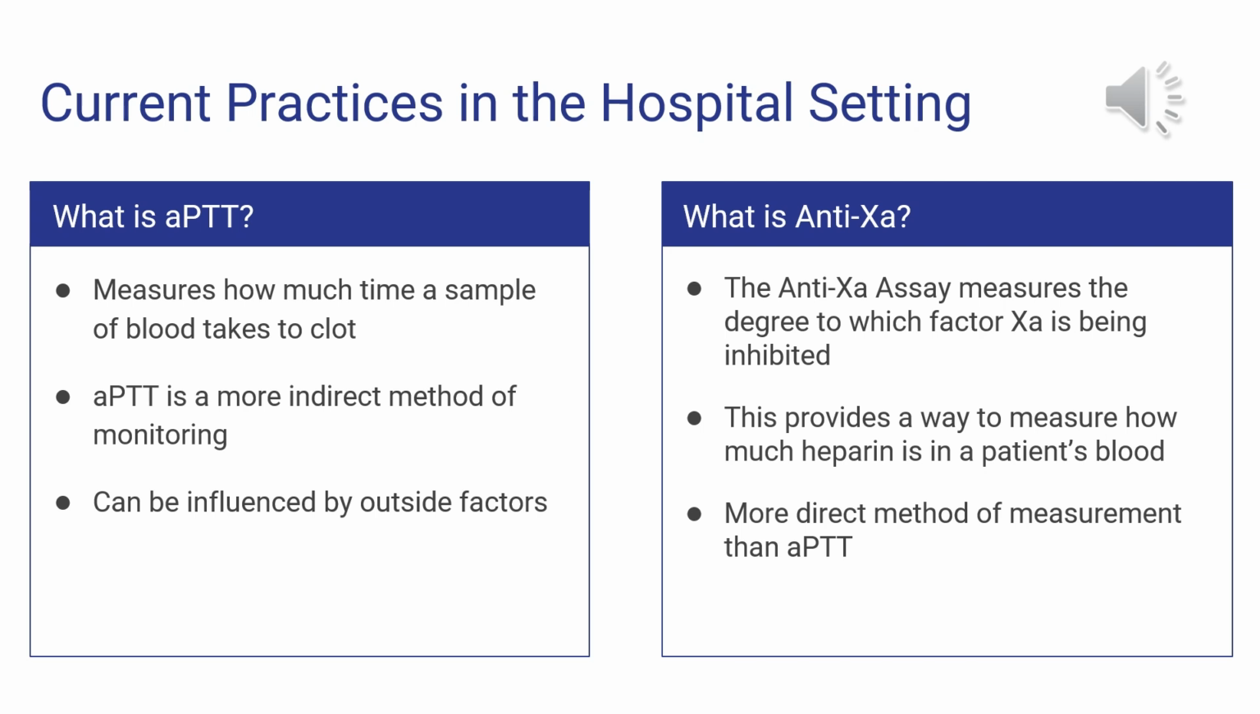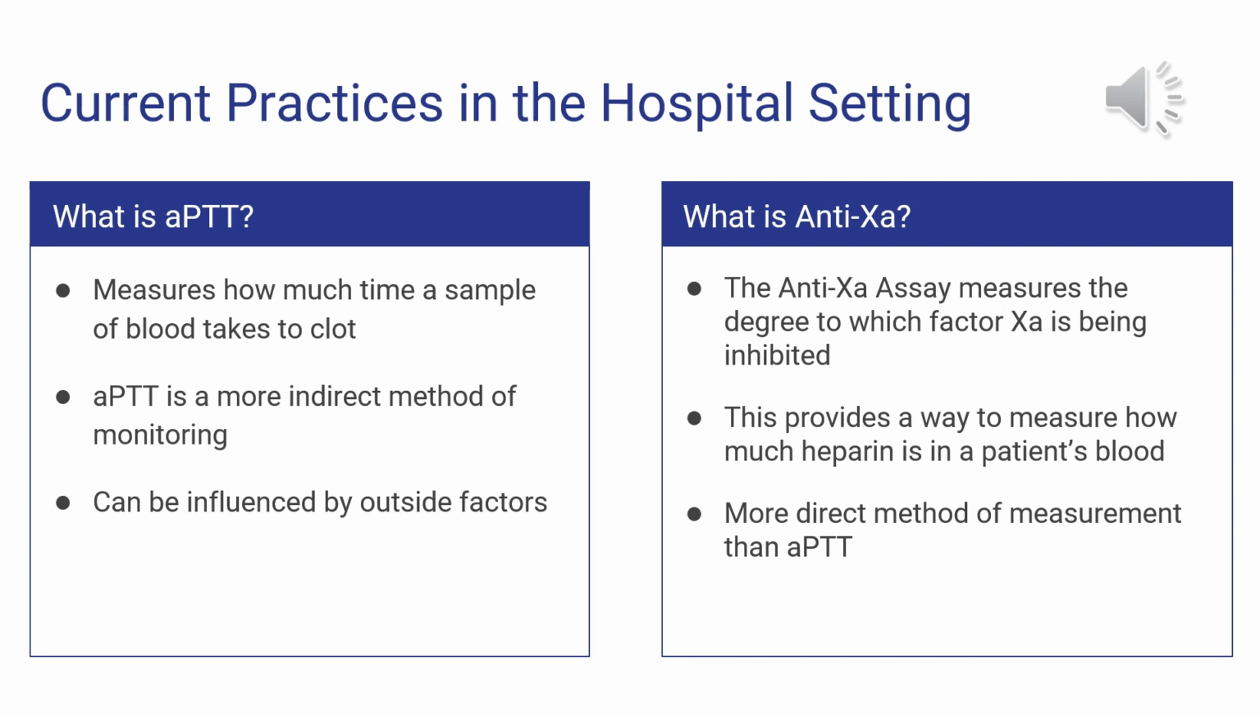It can be influenced by various factors such as the patient's baseline clotting ability, presence of a lupus anticoagulant, or hematocrit levels. Additionally, different hospital laboratories may have variations in their aPTT ranges due to differences in reagents, which can lead to inconsistent results at times.